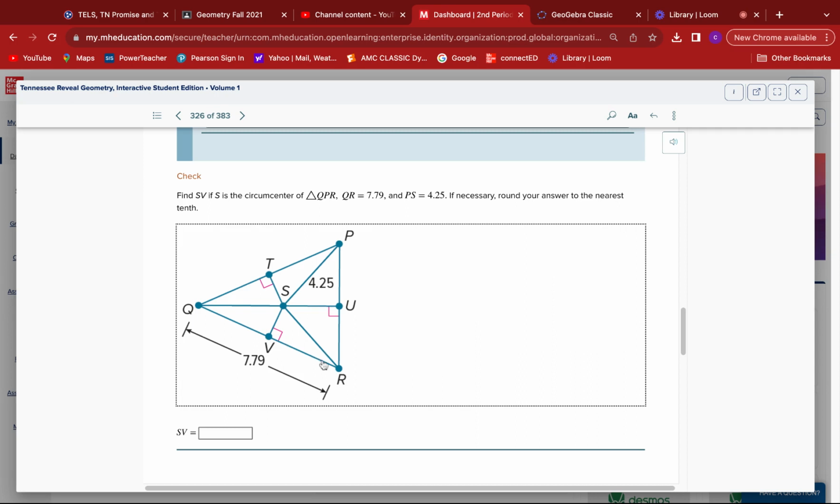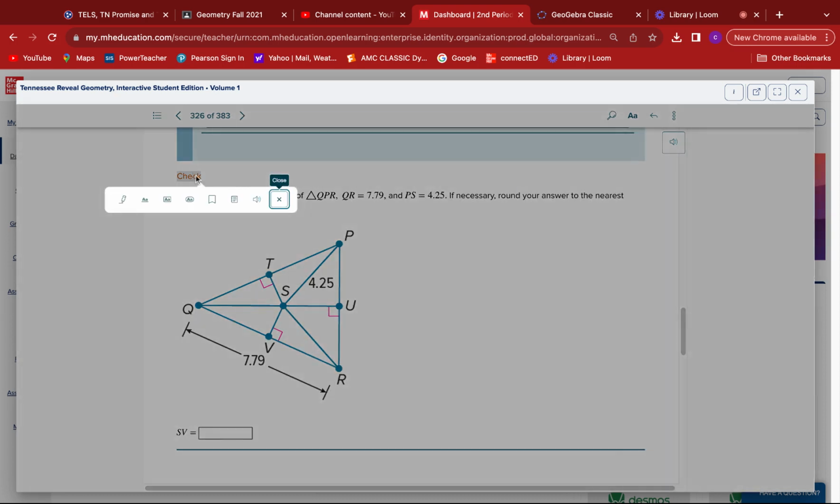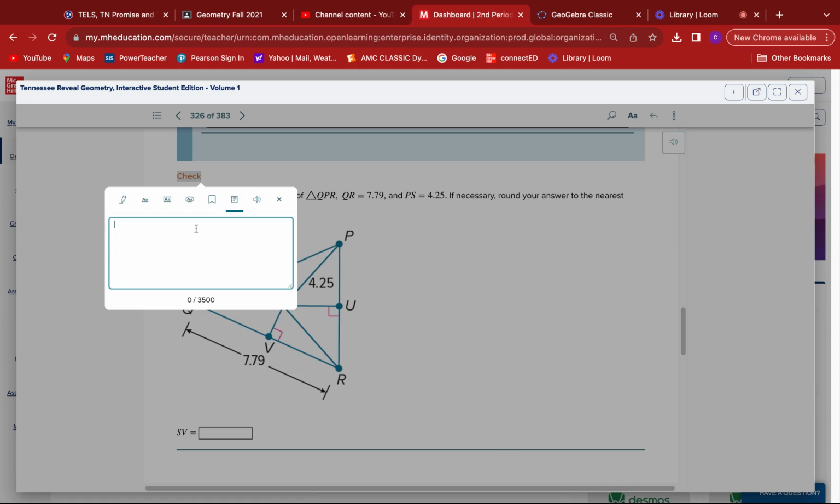All right, so from V to R, I just found is 3.895. And I know that SR is 4.25. So I'm going to set up a Pythagorean theorem with SV squared plus 3.895 squared equals my hypotenuse, 4.25 squared. All right, so here we go.